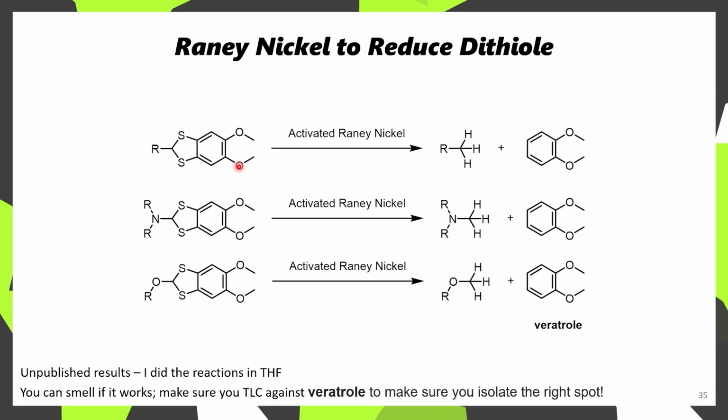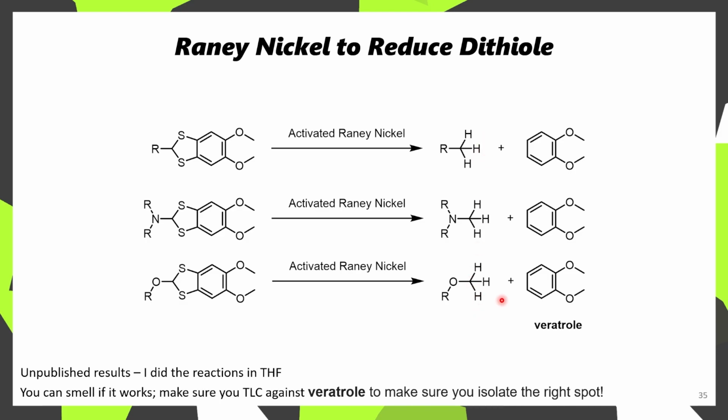If you wanted to instead get the corresponding methyl group, you could treat this with Raney nickel, and this will work for making methylamines, methyl ethers, and you'll also get veratrole as a byproduct, which is also known as methyl catechol. So just make sure that you're TLCing against this, as you'll be forming another spot that will show up by TLC, which is not your product.